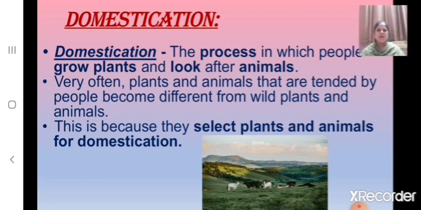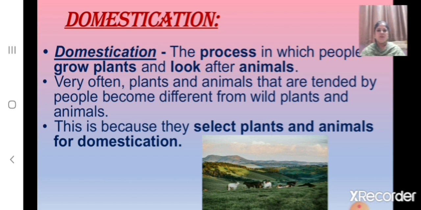Children, what do you mean by domestication? The process in which people grow plants and look after animals is called domestication. Very often, plants and animals that are tended by people become different from wild plants and animals.